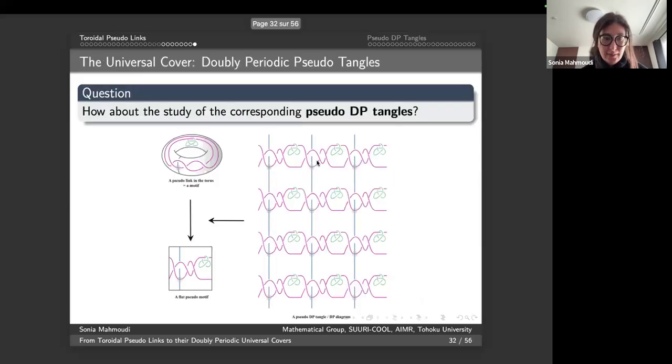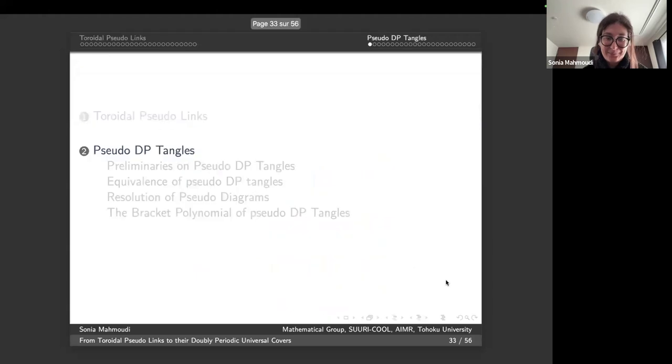Okay, I guess I have 10 minutes left. So I want to tell you a little bit about how we can relate all this theory of toroidal pseudolinks to the doubly periodic structure. Even if the relation seems quite obvious between the link or the pseudolink in the thickened torus and the corresponding doubly periodic structure, we will see there is a bit more to take into consideration when we define equivalence.